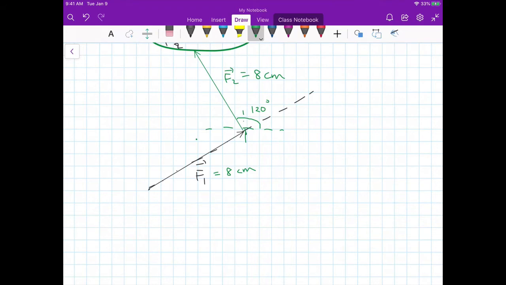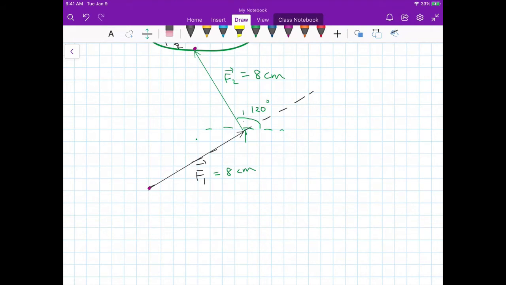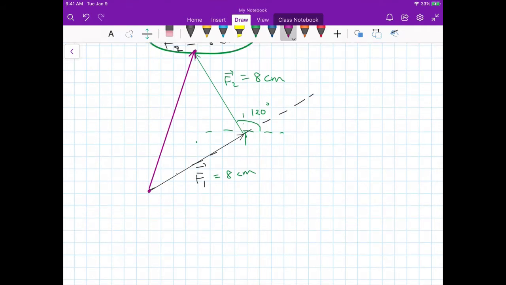Now, using the graphical method, what you are going to do is draw the resultant. The resultant vector starts from here and ends where? Here. Okay. So I'm going to go ahead and draw the resultant vector. Then the resultant vector is going to be like this. Okay, then this is your resultant.